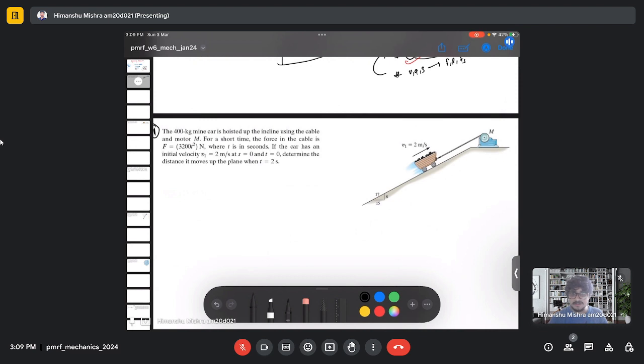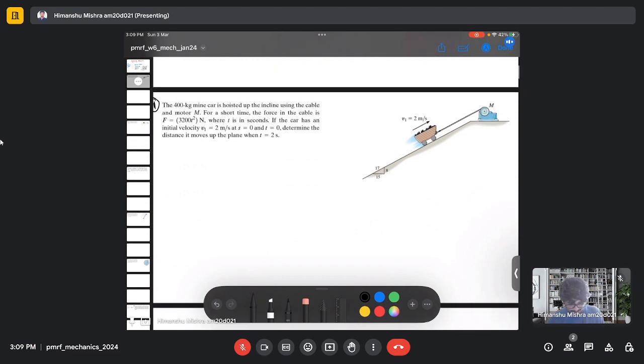For a short time, the force of the cable F is 3200 T square Newton, where T is in seconds. If the car has initial velocity V1, which is 2 meter per second, at displacement 0 and time 0, we need to determine the distance it moves up the plane when time equals 2 seconds.